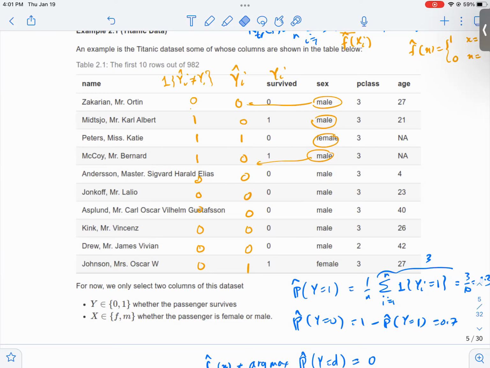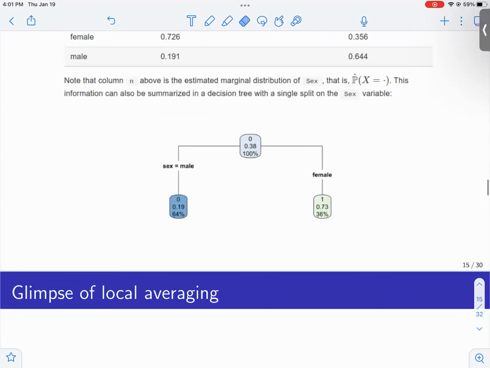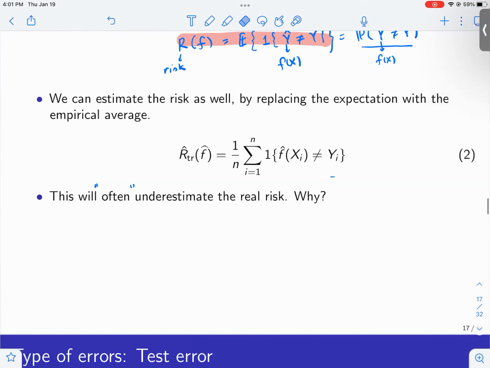So let's say the law of large numbers. This is an average, right? And I told you that the law of large numbers implies that averages converge to the population mean. So can I say that this converges to the probability that f hat of x is not equal to y? If I have the empirical risk R hat of f, and this f is fixed, non-random, this is going to happen.